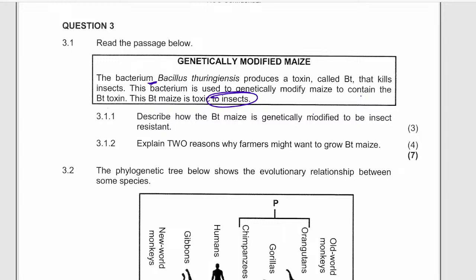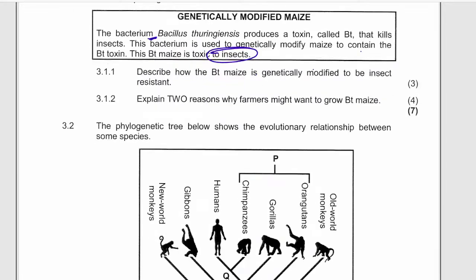All those are marks, and then which method? Not biotechnology, genetic engineering, meaning that we manipulate the genes. As I said yesterday, whenever you see that you are manipulating genes, you are touching genes, so the method you are using there is what we call genetic engineering, because engineers manipulate. All right. Explain 2 reasons why farmers might want to grow Bt maize.